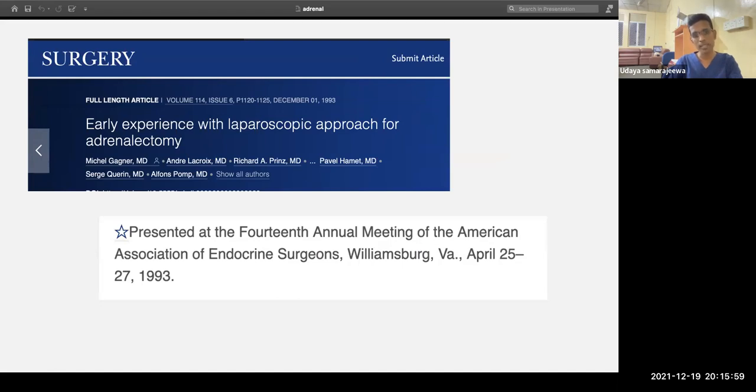performed the first one in 1992, but in 1993, he presented his work at an annual meeting of the American Association of Endocrine Surgeons. This is the headline of the paper: the early experience with laparoscopic approach for adrenalectomy. So he was the person who introduced this procedure, and the first surgery was actually a laparoscopic transabdominal surgery, which is the easiest technique to learn. And if you are planning to start on adrenalectomies, I would advise learning the laparoscopic transabdominal approach, which is easier than the other approaches, which we will see in the later part of the presentation.